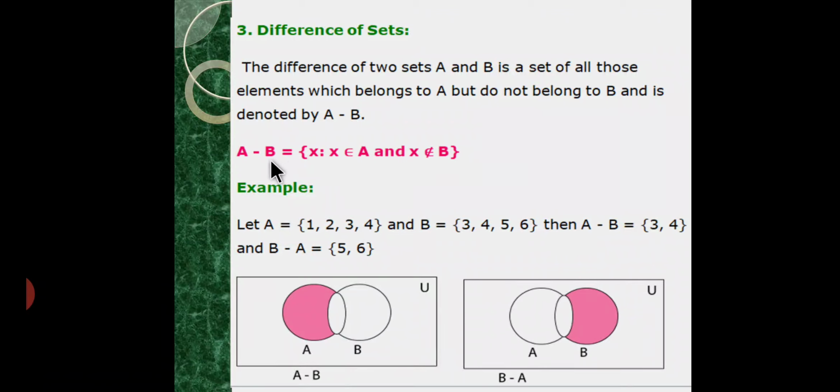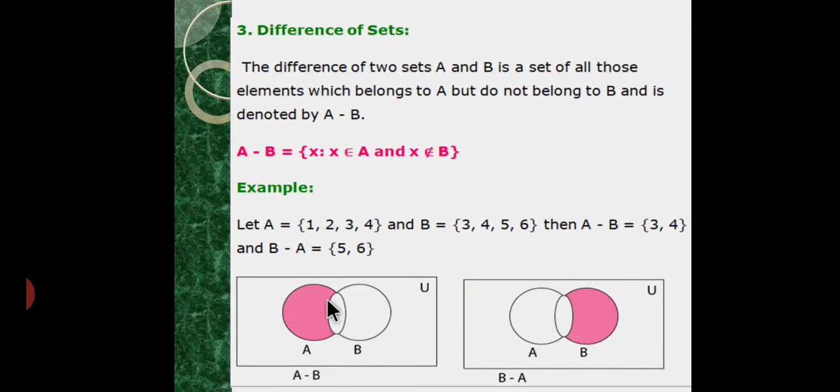That is, the difference of two sets is defined as the set of all elements such that X belongs to A and X does not belong to B. Let us consider an example. Let A be equal to {1, 2, 3, 4} and B be equal to {3, 4, 5, 6}. Then A minus B is obtained by removing the common elements of A and B from A. So A minus B is equal to {1, 2} and B minus A is equal to {5, 6}.